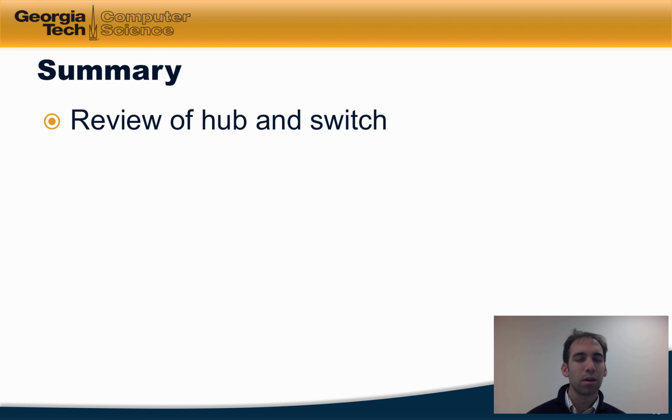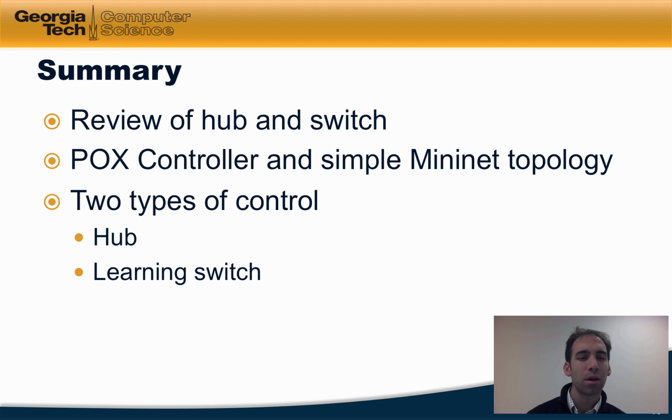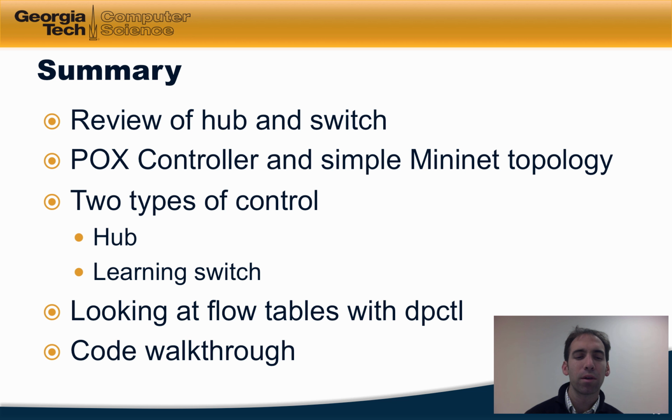In summary, we reviewed the basic operations of a hub and a switch. We set up a simple MiniNet topology and used the POX controller to implement hub and switch functions. And we explored how to implement these two types of control inside the POX control framework. We looked at how the behaviors differed in terms of the flow table entries in the switch using DPCTL, and we also walked through the code itself.